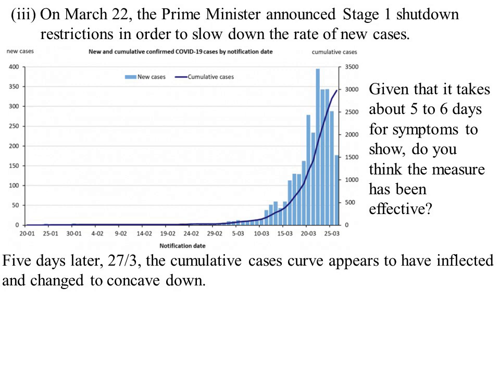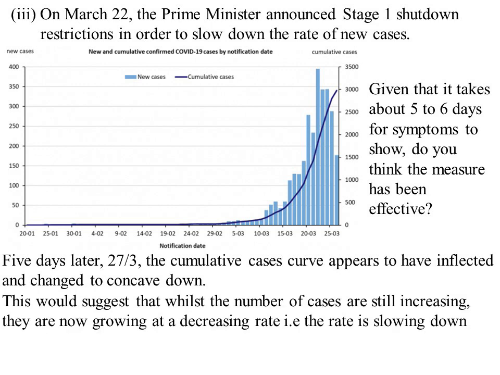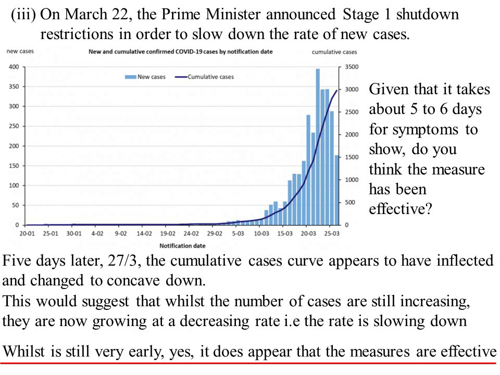So 5 days later, the 27th of March, I think I can clearly see there has been an inflection point and the concavity of that curve has changed. Went from concave up to concave down. So that would suggest that even though the cases are increasing, it's now growing at a decreasing rate. That would seem to suggest, and as I said at the time, well, yes, it's very early, but it does appear that that measure was effective. And if you remember the first shutdown, it was very quick and it happened nicely. It did in that case work.